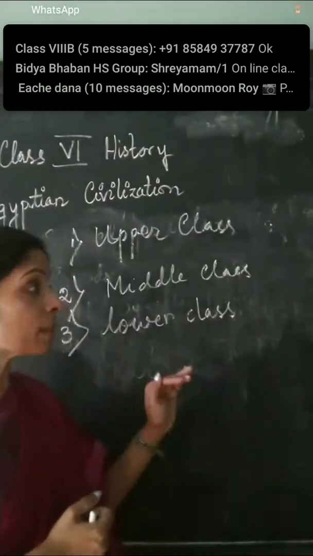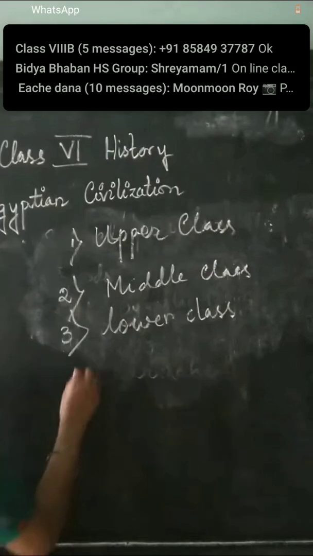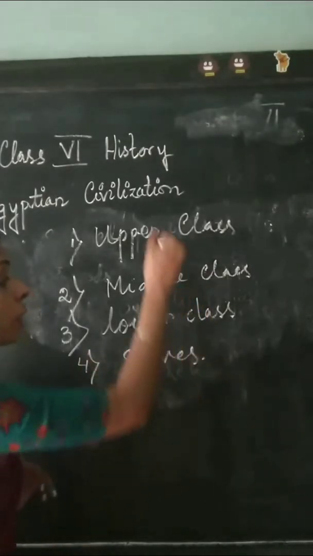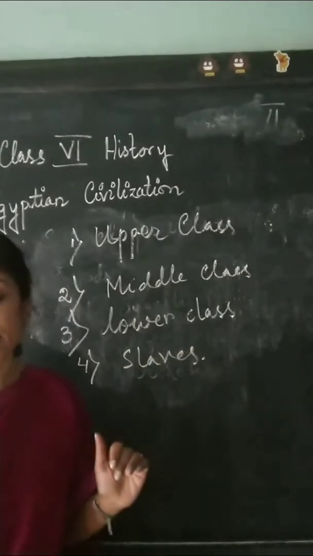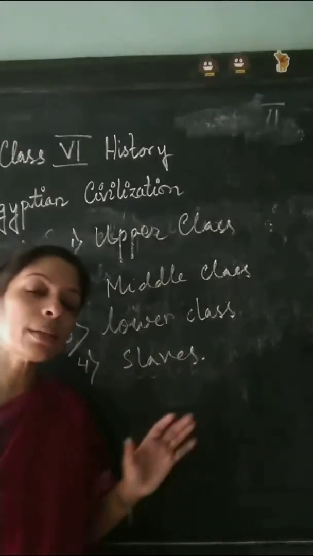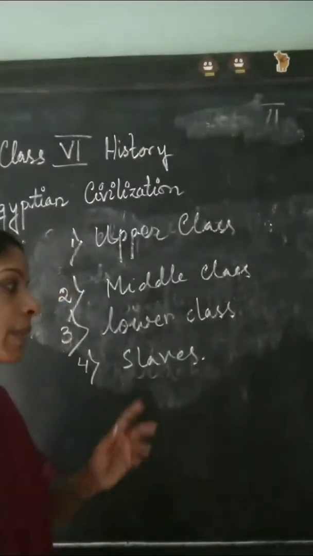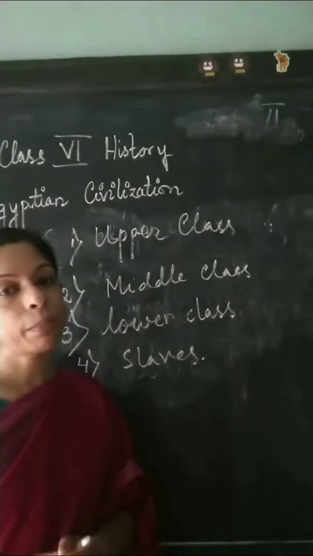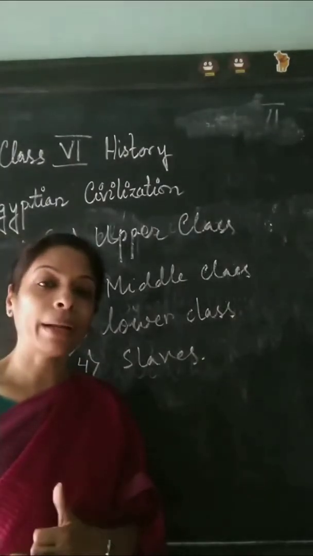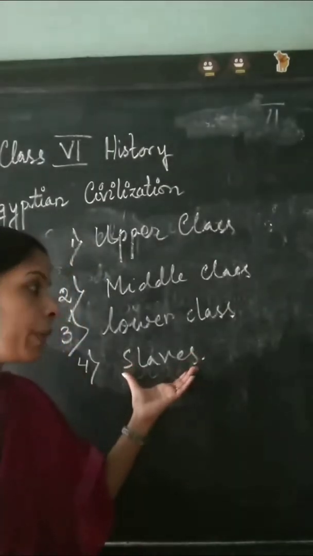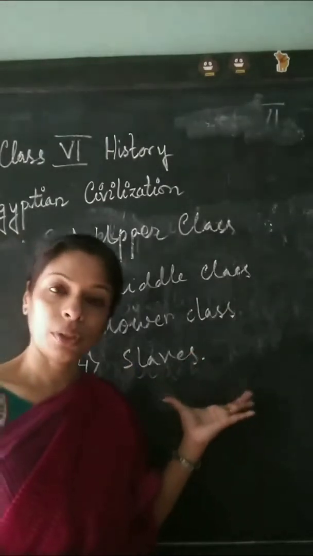And at the lowest most level of the society were the slaves. The slaves belonged to the lowest rank of the society, and they were mostly the prisoners of war. What does it mean, prisoners of war? That means the slaves were those people who had been captured or imprisoned when there was any war or battle, and then they were made to work as slaves. So slaves comprise the lowest level of the Egyptian society.